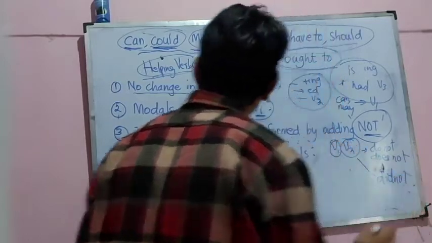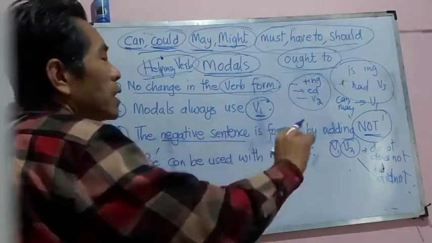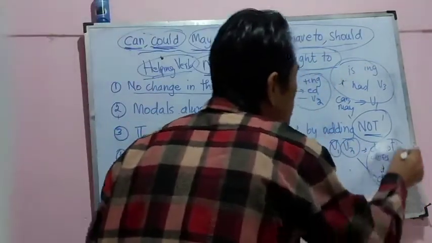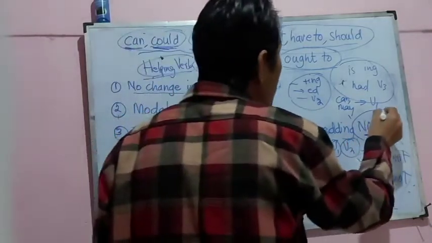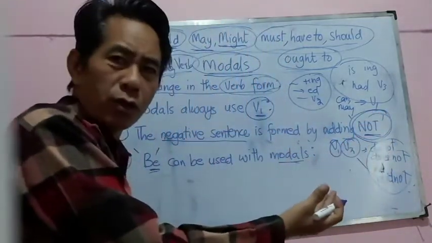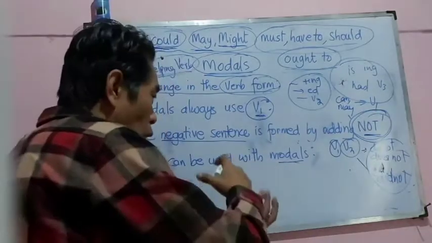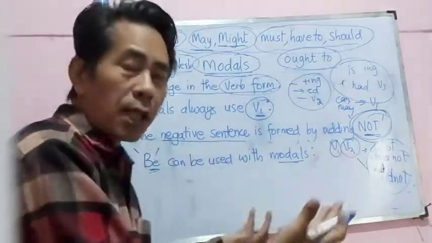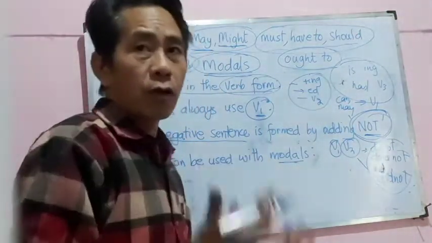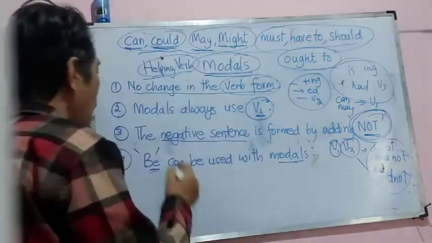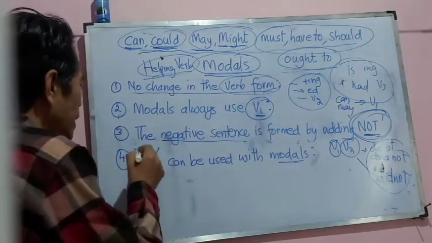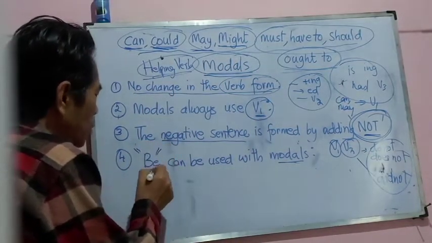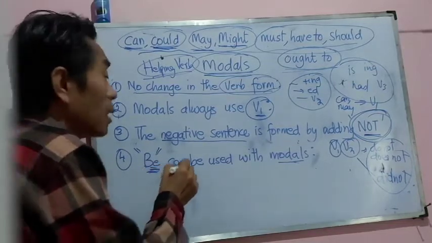But when it comes to models, there is no need for you to worry about all these things. The only thing you have to do is add "not" before the verb or after the model. For example, I can, I cannot. And the last one is we can use the word be with the models.